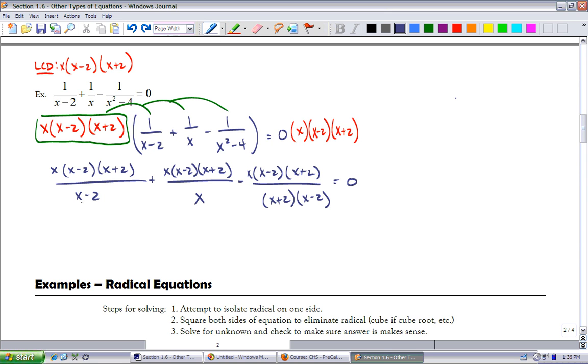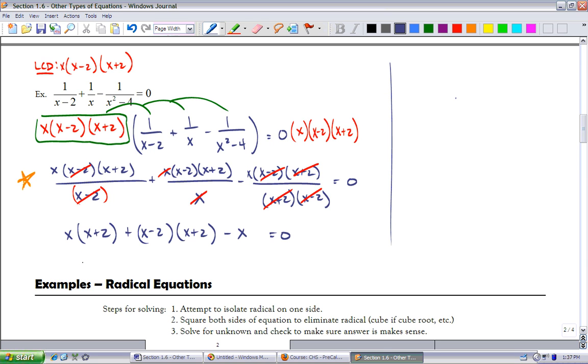And this is the step right here that I'm working on. If you get this technique, you don't even really have to write this out. You'll just kind of get it. Here I have a factor of x minus 2 and a factor of x minus 2. An x and an x minus 2, x plus 2, all of those will end up canceling out, and I'm just left with x times x plus 2 plus x minus 2, x plus 2 minus x equals 0.